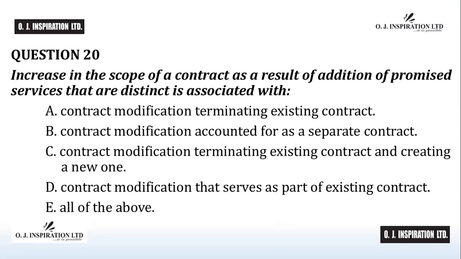Question number 20. The answer to question number 20 is B. Contract modification accounted for as a separate contract. Increase in the scope of a contract as a result of addition of promised services that are distinct is one of the conditions to be fulfilled for a contract modification to be accounted for as a separate contract. B is the answer to question number 20.